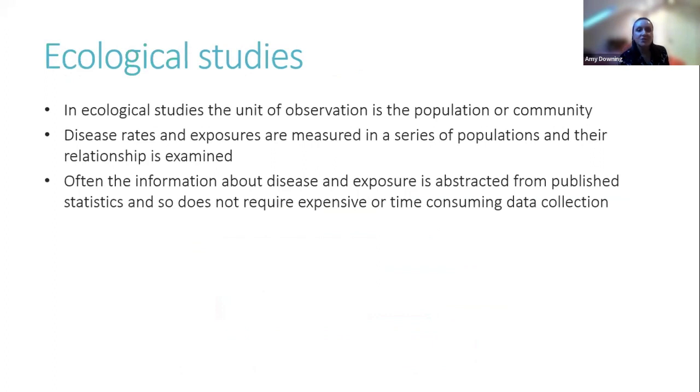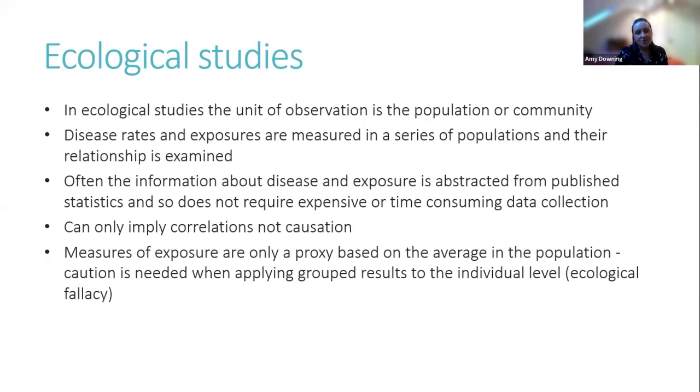Firstly, looking at ecological studies. In this type of study, the unit of observation is the population or community. Disease rates and exposures are measured in a series of populations, and then their relationship or correlation is examined. Often this doesn't require any detailed data collection, because the information about the disease and the exposure can be taken from published statistics.